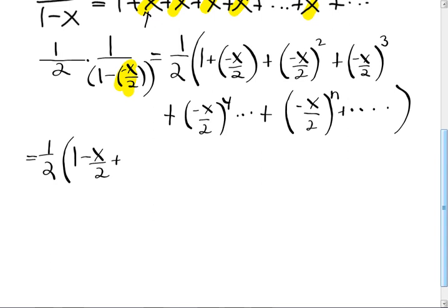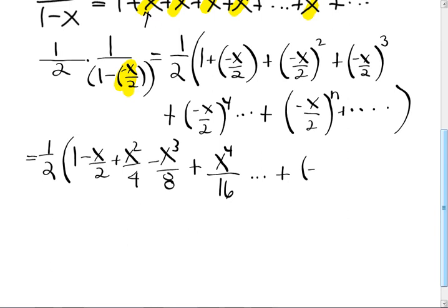Hey guys, what's the next one? X squared over 4. What's the next one? Minus x cubed over 8. Do you see the geometric series there? Plus, what's this going to be? X to the 4th over 16. Well, I'd like to fix that. It's a negative 1 to the what power? N. Then it's times x to the n over what? 2 to the n.